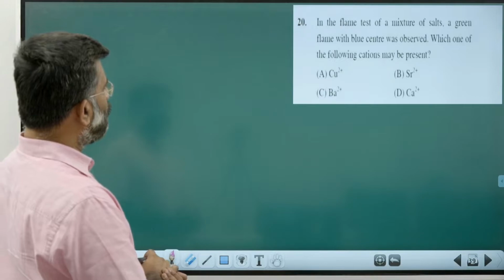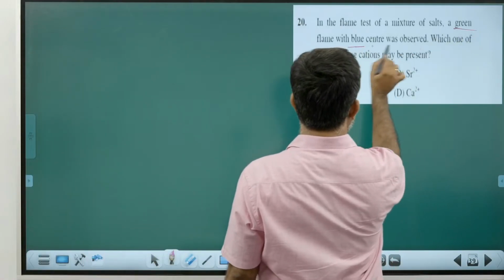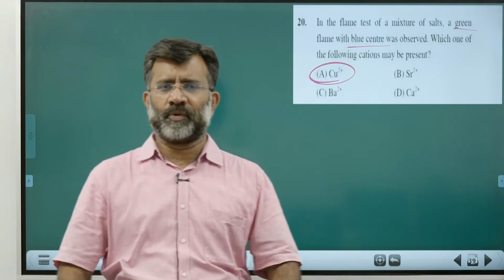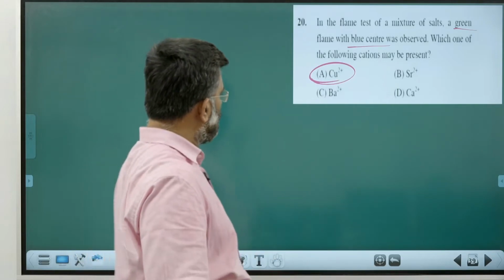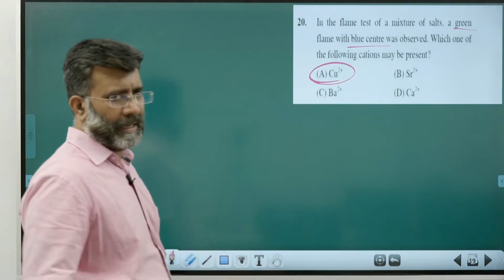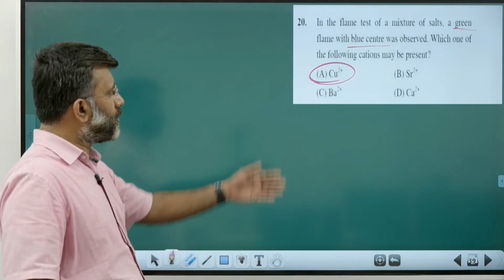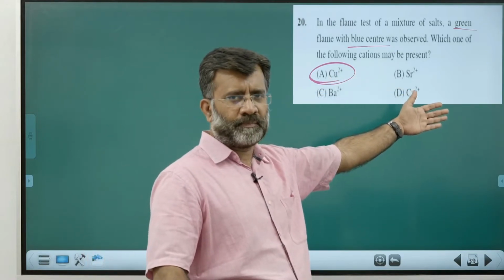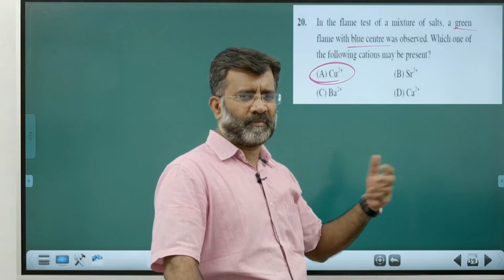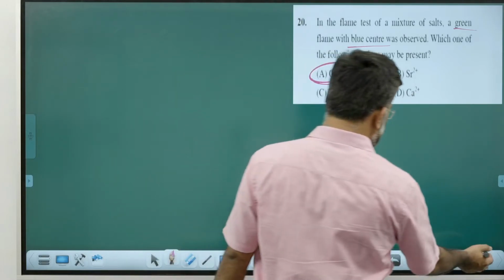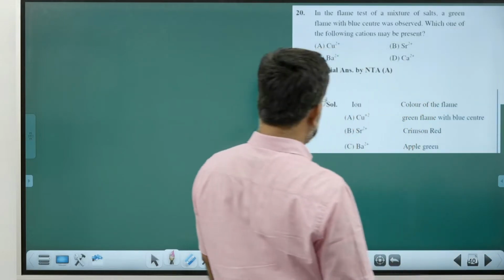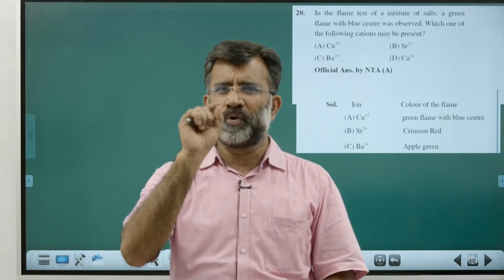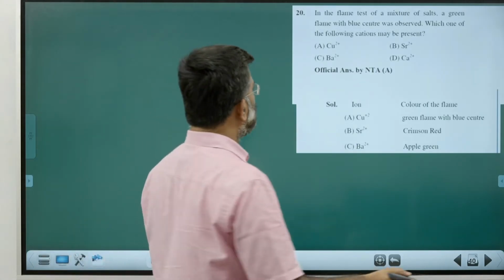A green flame with a blue center. Copper gives a green-blue flame. What about the others? Strontium gives a crimson color, barium apple green, and calcium brick red. All are there in the text. Copper will give a greenish-blue flame. Next.